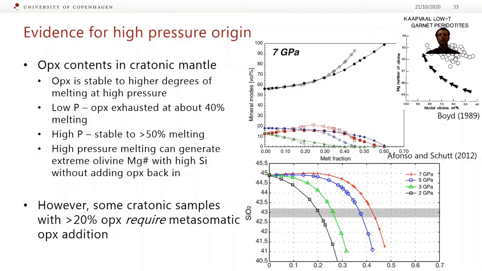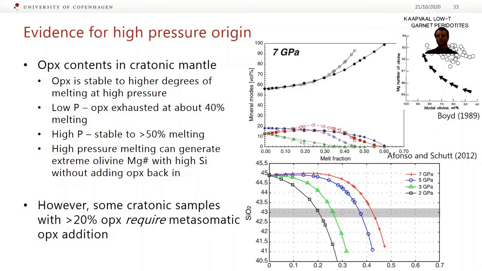going back to this Boyd paper, the suggestion for why Cratonic prototypes might be shifted to higher OPX contents, lower olivine contents compared to oceanic prototypes, was that basically the melting occurred at higher pressure. So OPX is stable to higher degrees of melting at high pressure. At low pressures, say 2 gigapascals or about 60 kilometers, OPX is exhausted at about 40% melting. At high pressure, it might be stable to more than 50% melt extraction.